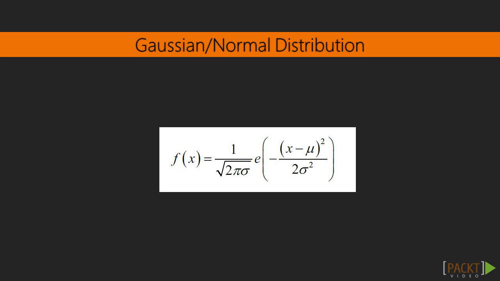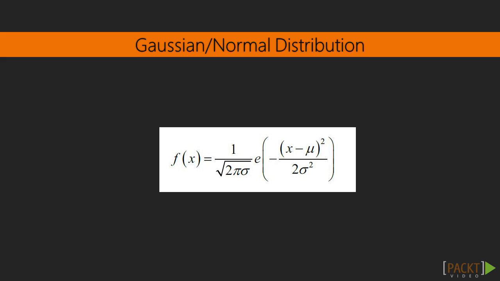A normal distribution is known as Gaussian distribution, which is defined by a variate x with the mean as mu and variance as sigma square. As the distribution curve is shaped like a bell, some refer to normal distribution as a bell curve. The probability density function can be defined as the following formula.